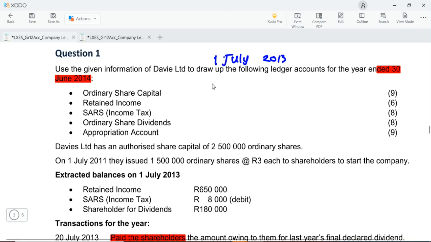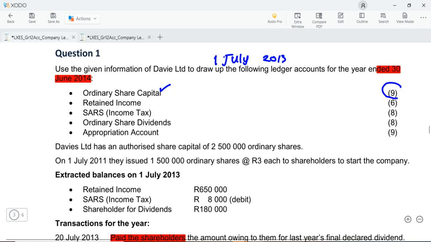And here they're saying that the ordinary share capital that we're supposed to do is going to take 9 marks. In the examination, they normally use the note, and the note takes about 16 marks, which is a lot. So I'll advise you to practice using both the ledger and the note. Now let's check if there's any relevant information that we have here.